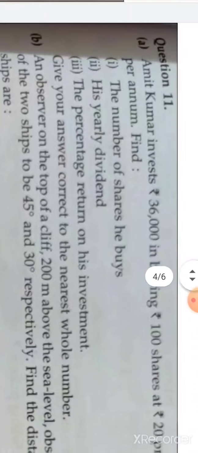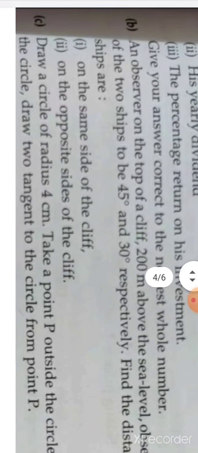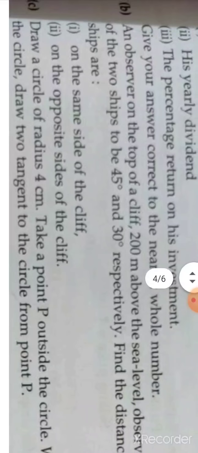C part also is not there in your syllabus. Now question 10, A part. Here the share and dividend type of question in A is not there in your syllabus. Question B, which is height and distance.